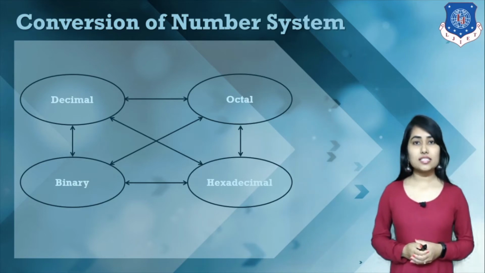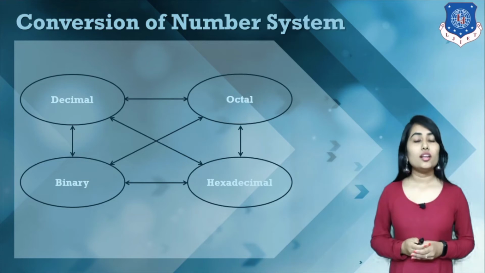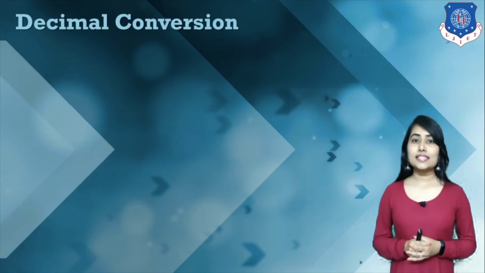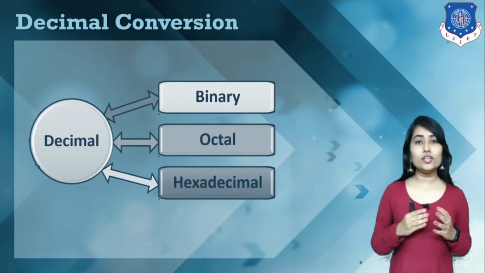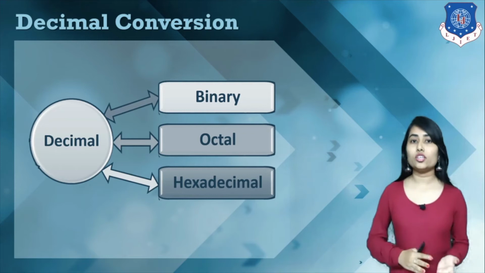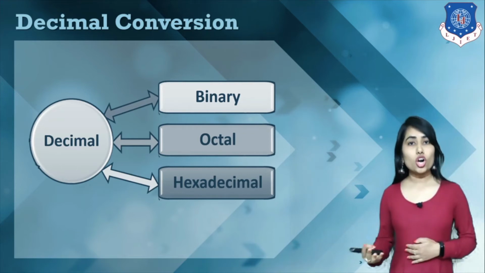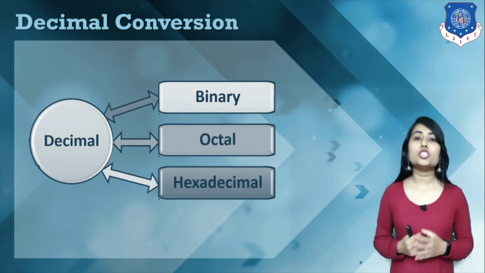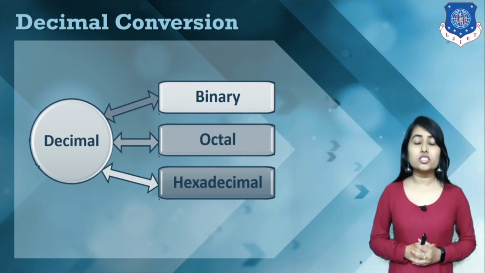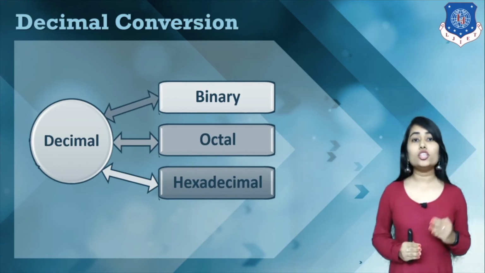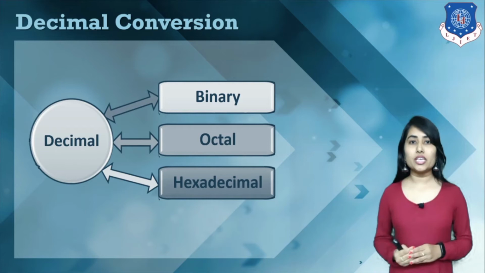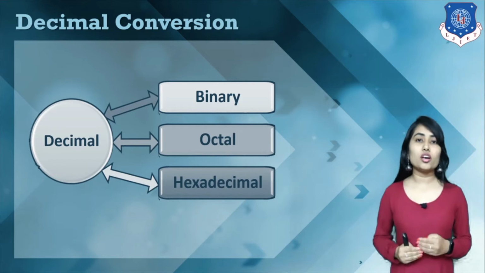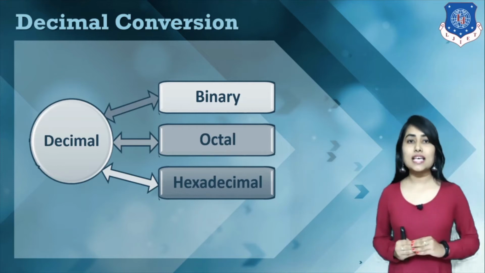So let's discuss all the conversions. First, let's discuss decimal conversions. We have to discuss decimal to binary and binary to decimal, then binary to octal and octal to binary, and binary to hexadecimal and hexadecimal to binary. But in decimal conversions, we use only one method to convert to all the base types. So using only one method, from decimal to any base, we can convert any number into the desired base system.